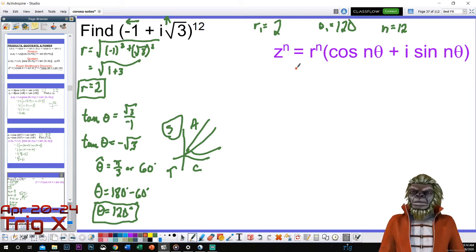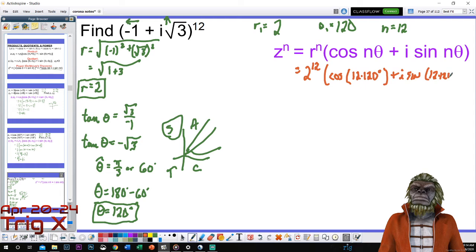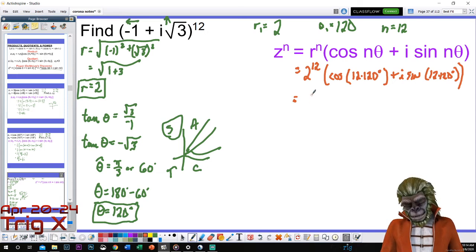So here we go. R, which is 2, to the n, which is 12, cosine of n, which is 12, times 120, plus I sine of the same thing. Alright, this is a mess. 2 to the 12th power, let's simplify. 2 to the 12th power is going to give me 4096 if I remember correctly.